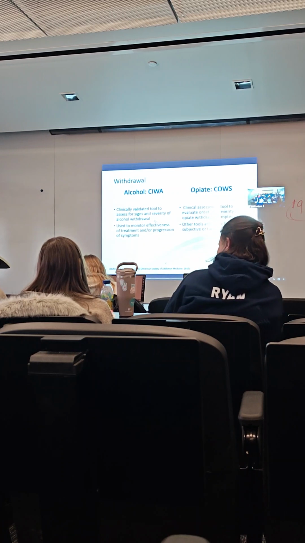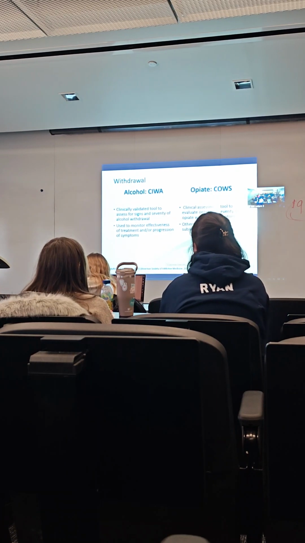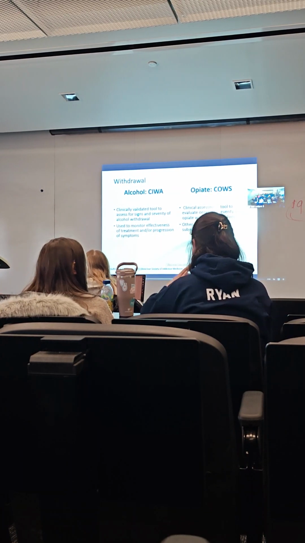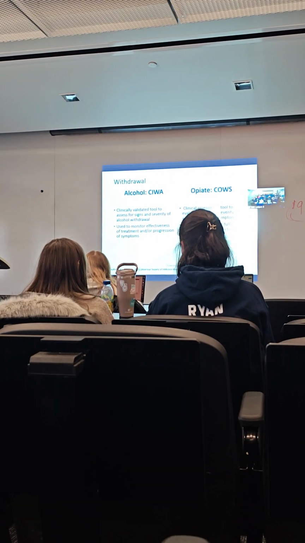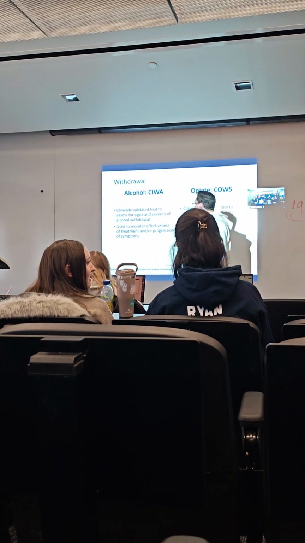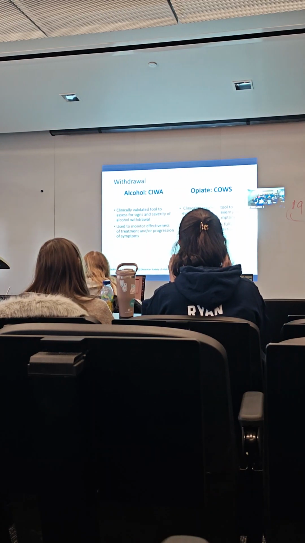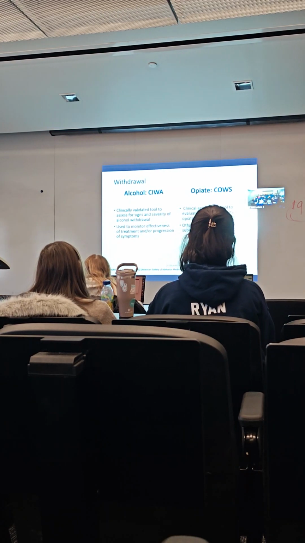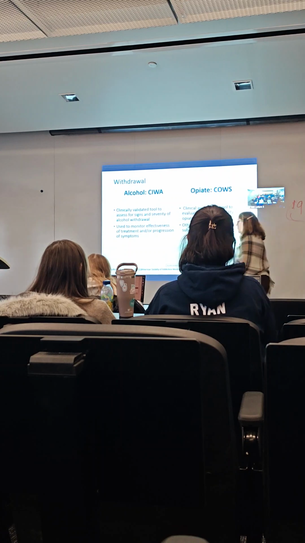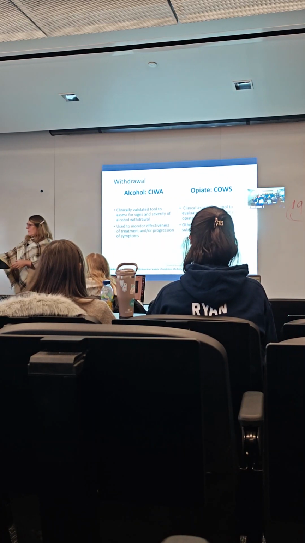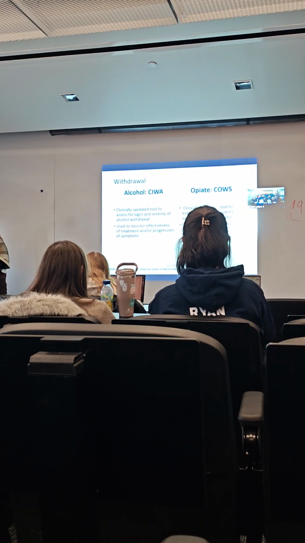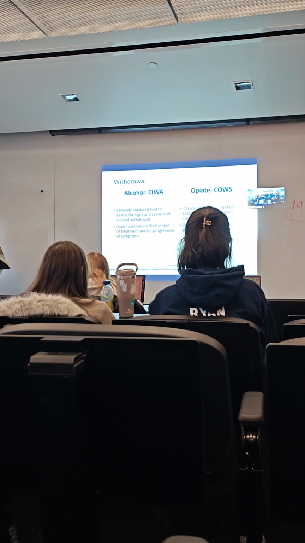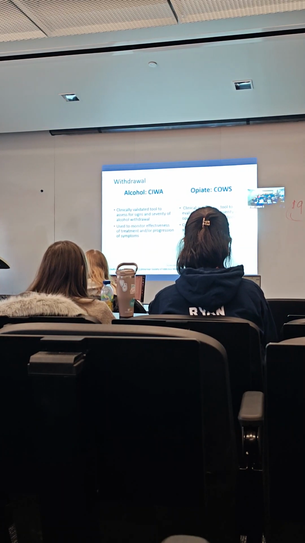So we use clinically validated tools in order to assess somebody's level of withdrawal. It helps us to conceptualize and combine subjective and objective measures so that we can actually have a quantitative number to put to how severe that withdrawal is. It allows us to determine if somebody's in withdrawal, and it allows us to determine if the treatment's working. So for alcohol, we use the CIWA scoring, and for opiates, we use the COWS scoring.